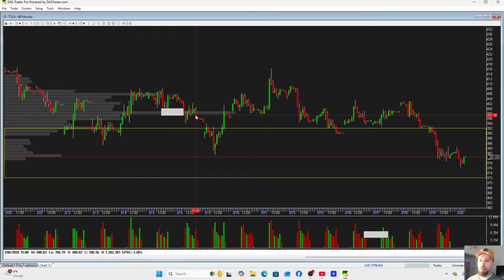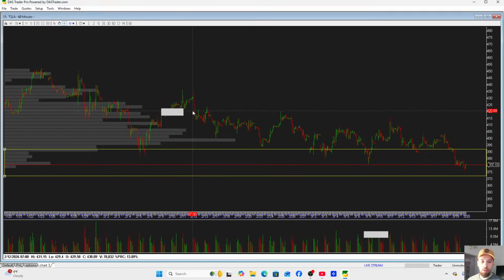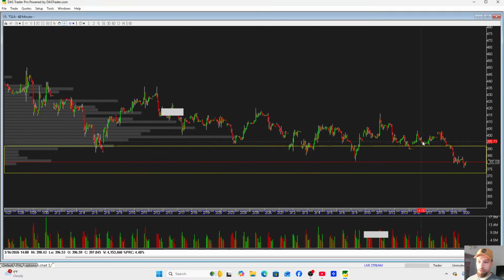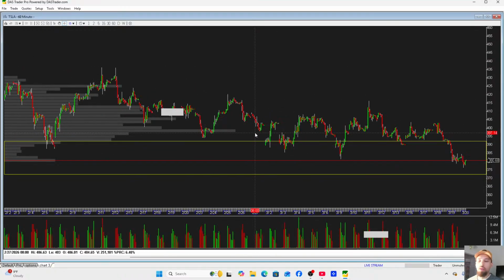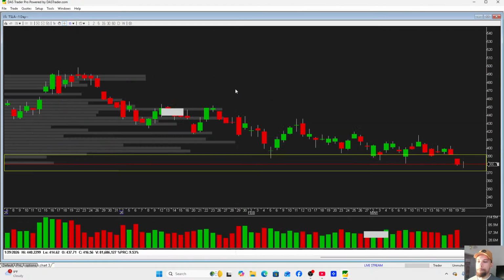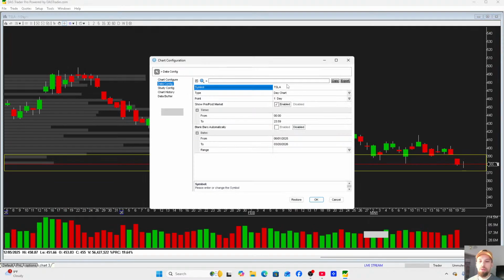Let's go to the 60. Zoom out. So yeah, this area of resistance seems to be a pretty common area where price is getting close to and then bouncing off of. So something to play off of.